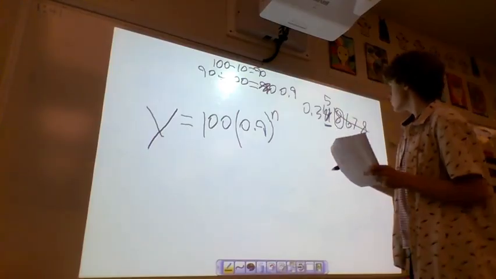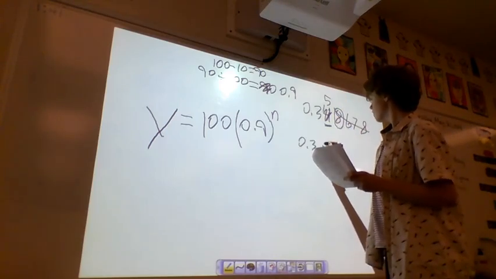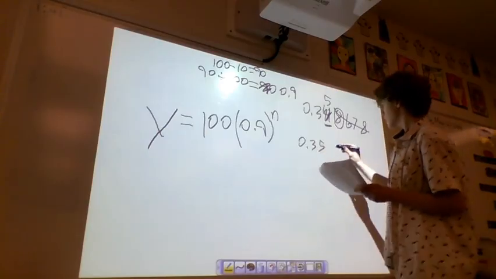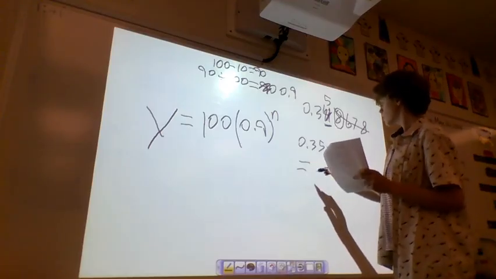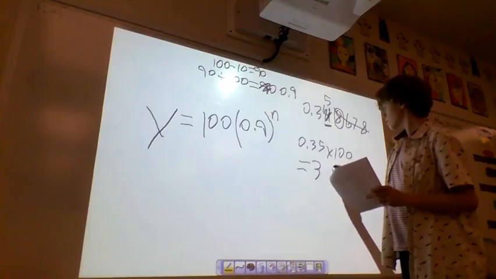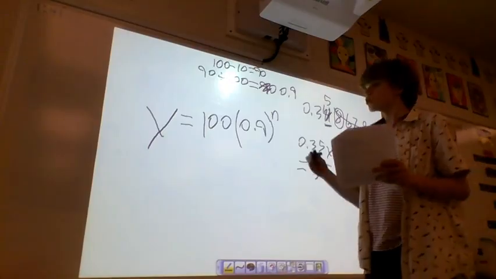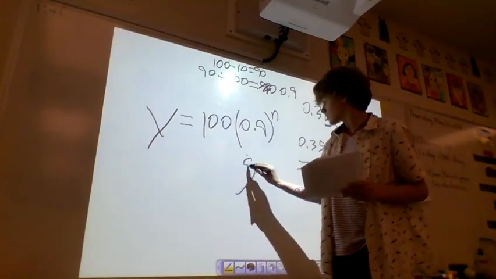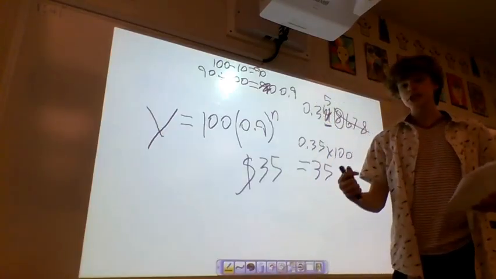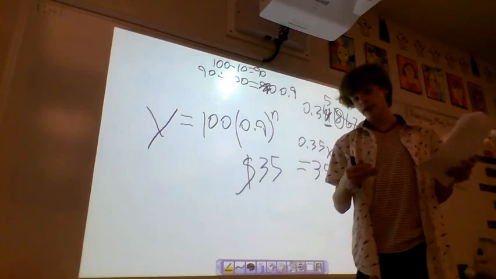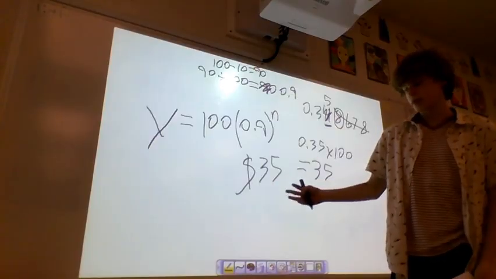Now, what we need to do, since we have our number, is multiply 0.35 times 100, which would equal 35. And which gives us our answer of Quinn would have $35 left after the 10 years if he chose this payment plan, which makes it the better payment plan. Both aren't great payment plans, but altogether, this one is simply the better payment plan.